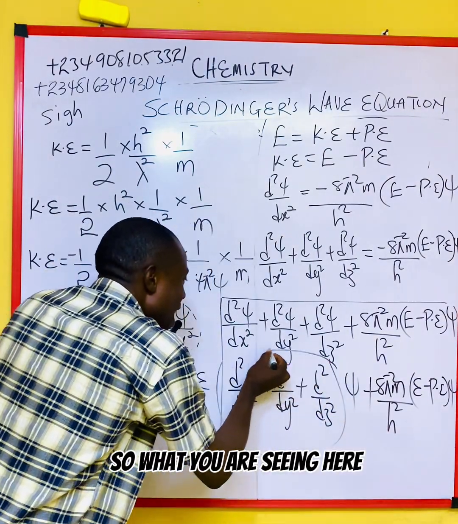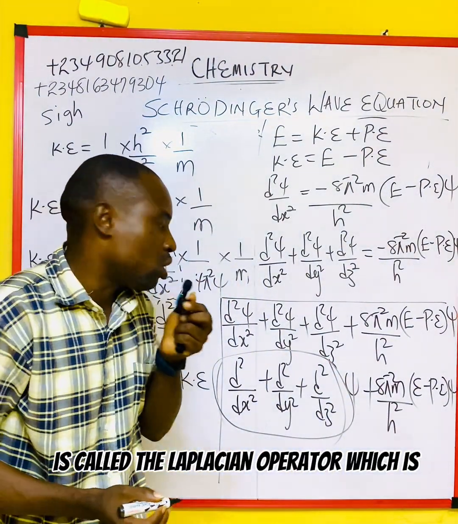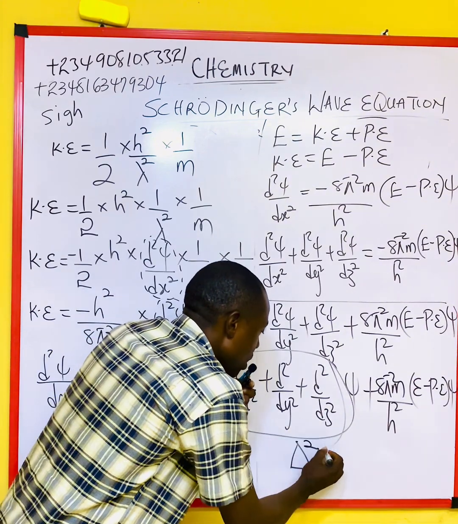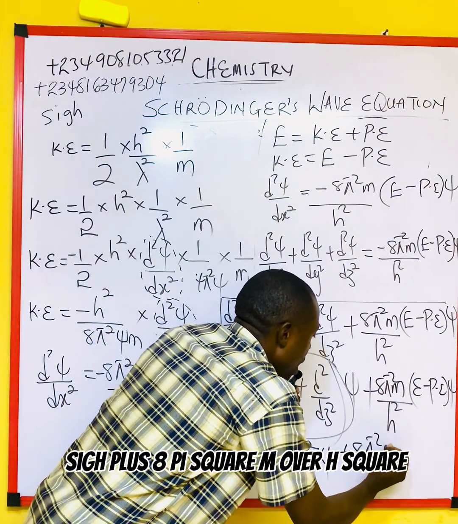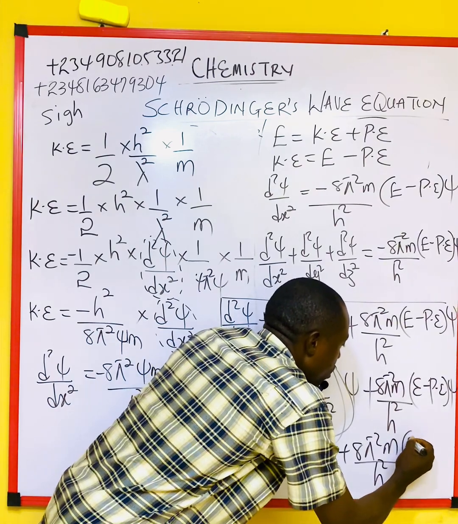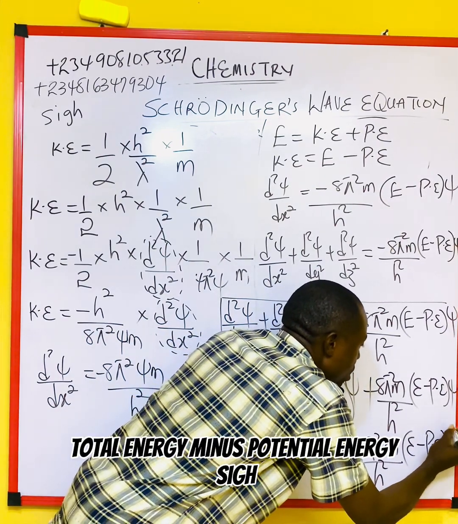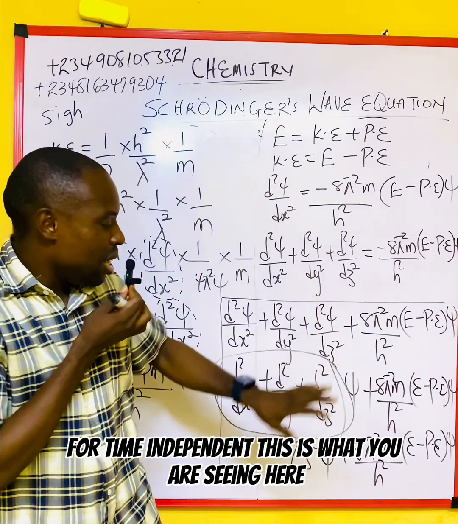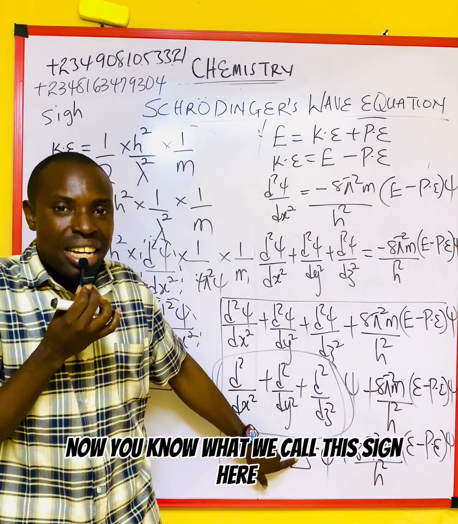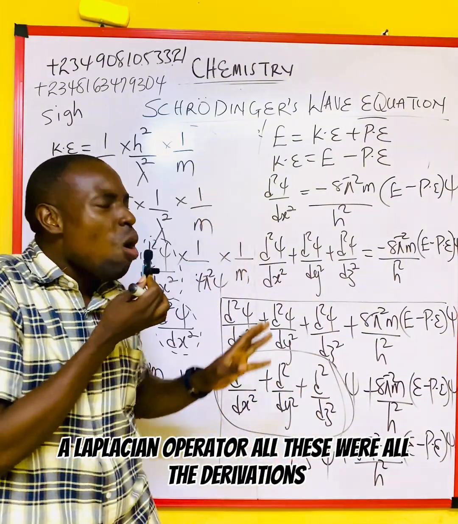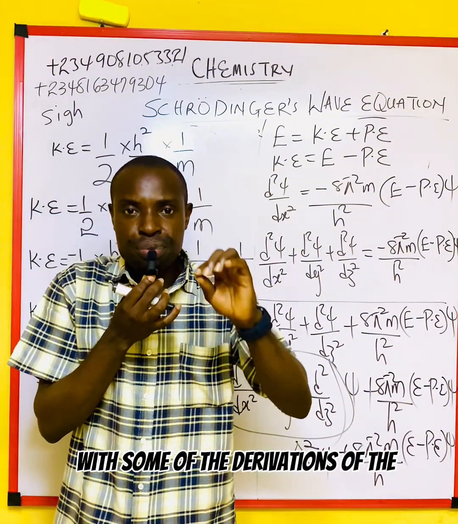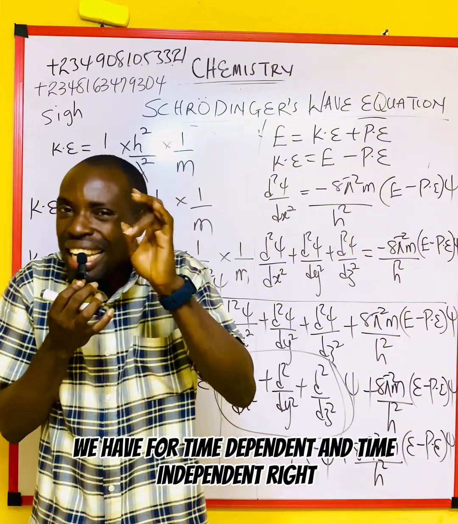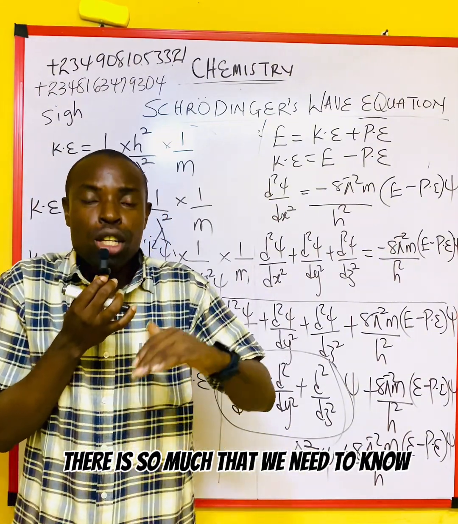So what you are seeing here is called the Laplacian operator, del squared psi plus 8 pi squared m over h squared, total energy minus potential energy, psi. And this marks the end of this particular video for time independent. Now you know what we call this here, a Laplacian operator. These were some of the derivations under the Schrödinger wave equation, for time dependent and time independent. There is so much that we need to know, but this is just the first part.